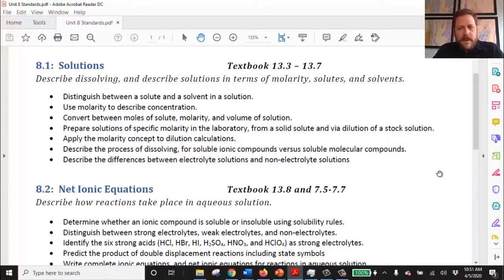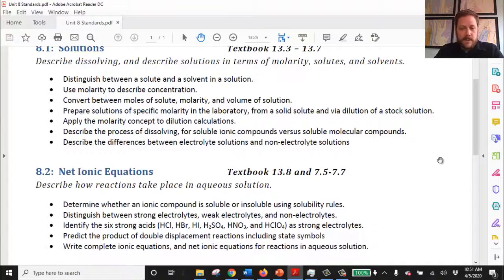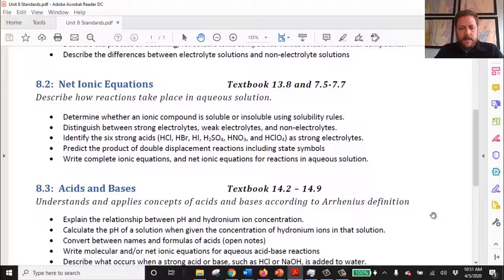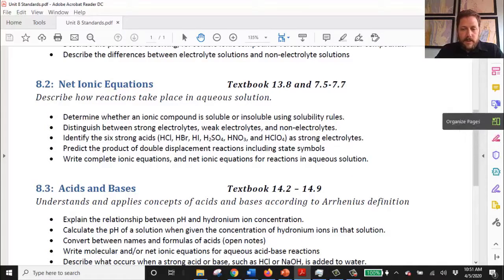Hi everyone, we're going to start talking about section 8.2 in this video. In section 8.1 we most recently talked about the difference between electrolyte and non-electrolyte solutions. You can see that comes up in 8.2 as well. And we talked about solubility. The first two bullets in our objectives for this unit are about electrolytic versus non-electrolytic solutions and determining whether an ionic compound is soluble or insoluble using solubility rules.